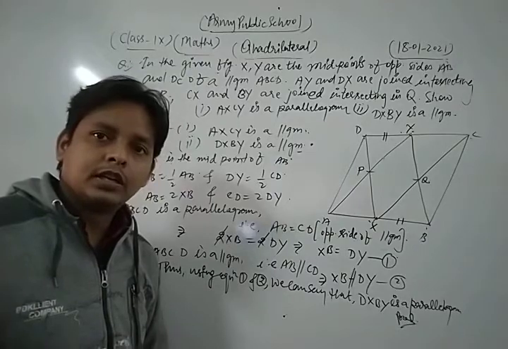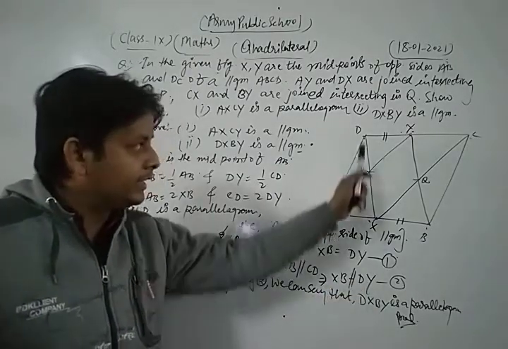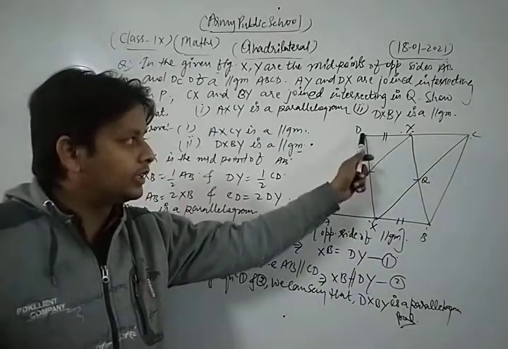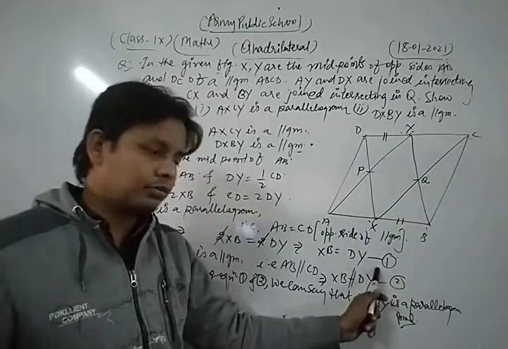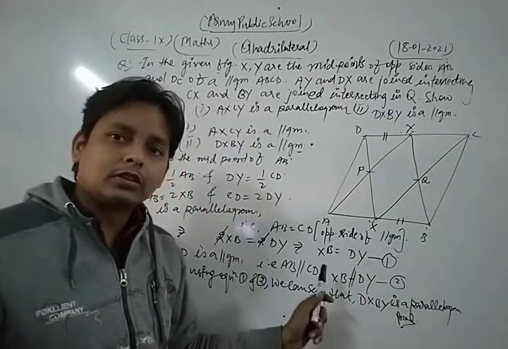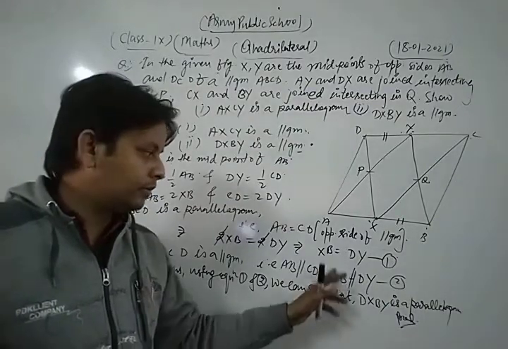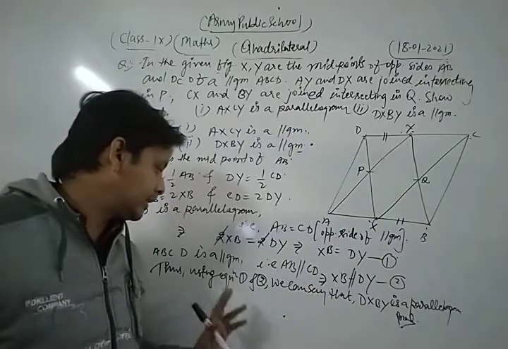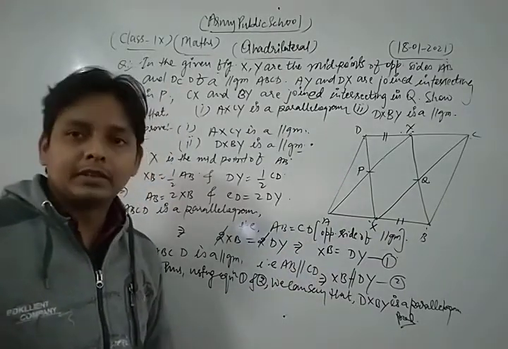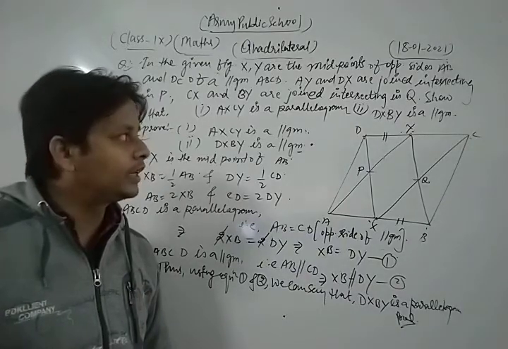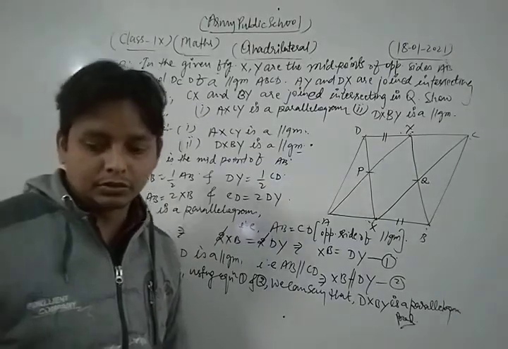XB is equal to DY, dear students. After that, using 1 and 2, we can say that in the quadrilateral DXBY, opposite sides are equal and parallel to each other, by the concept of a parallelogram, which means opposite sides of a parallelogram are equal to each other. So in this way both are equal and parallel. Thus, using equation 1 and 2, we get DXBY is a parallelogram. Now similarly we have to show the first part of this question, AXCY. Let's see, dear students.